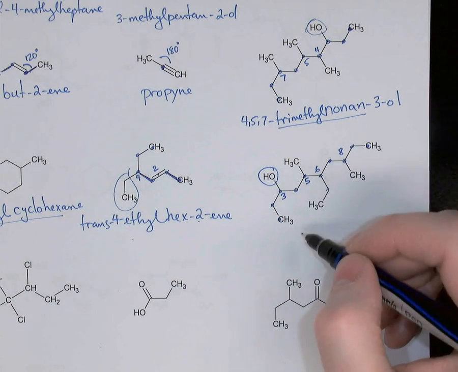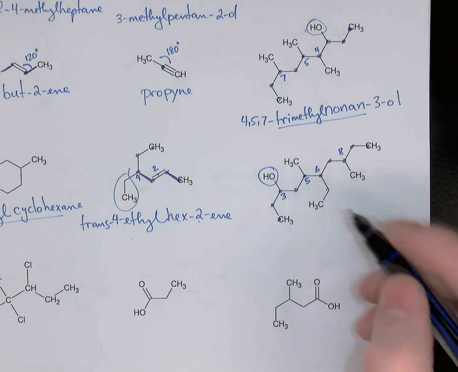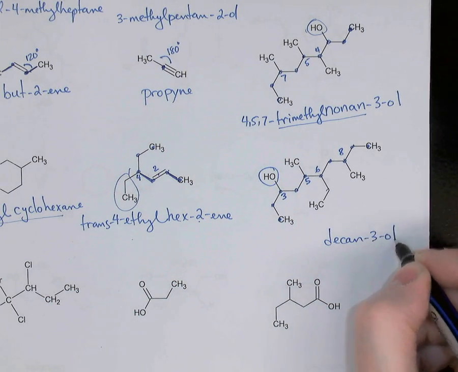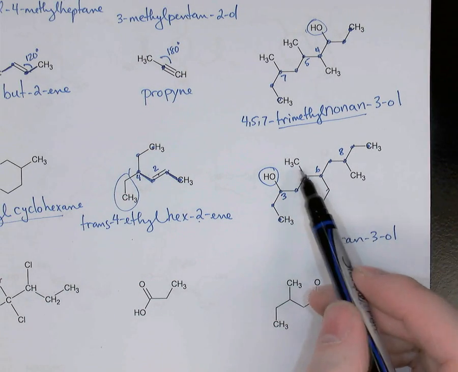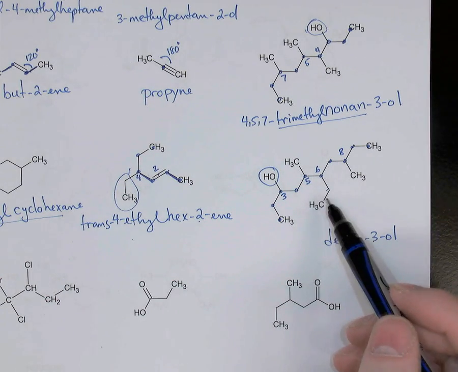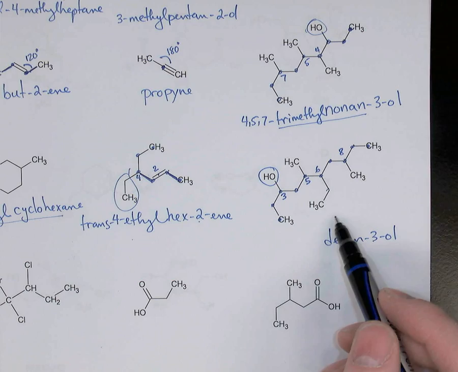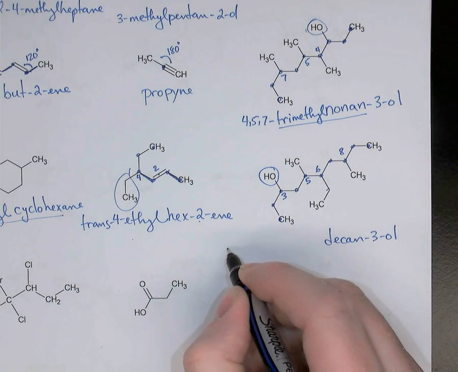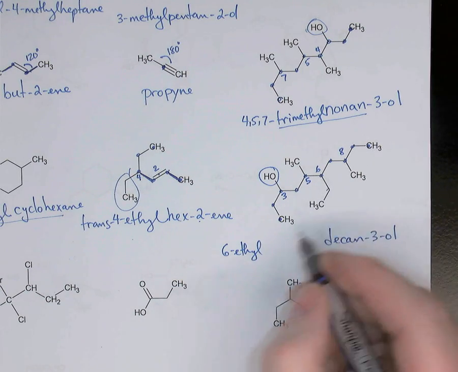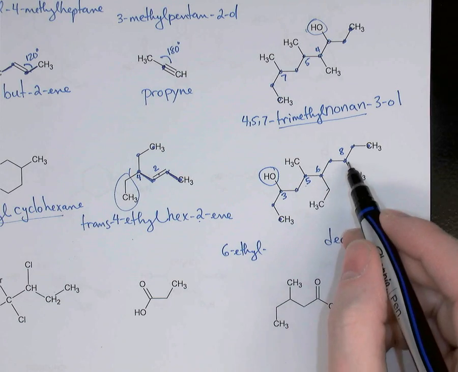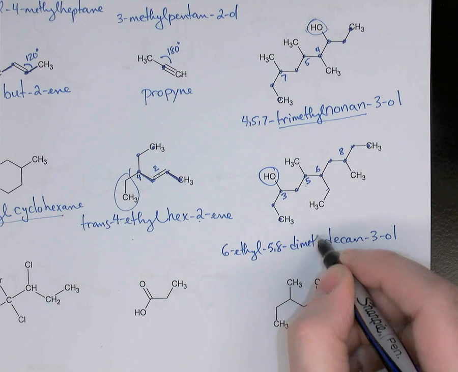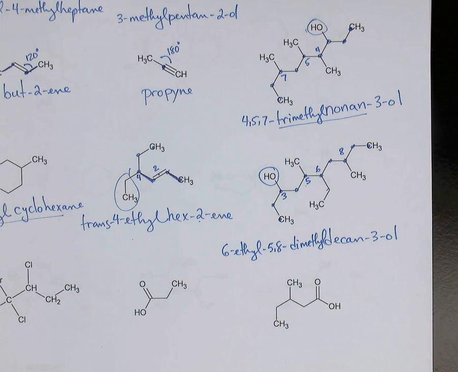So it's a 10-carbon chain with an alcohol group on carbon 3. So we'll start by saying it's decane 3-ol. And now methyl branches, 2 of them, and an ethyl branch. We name the ethyl branch first, alphabetically before methyl. So we're going to end up saying that this was 6-ethyl, carbon 6 has the ethyl branch, dash 5,8 dash dimethyl, and then decane 3-ol.